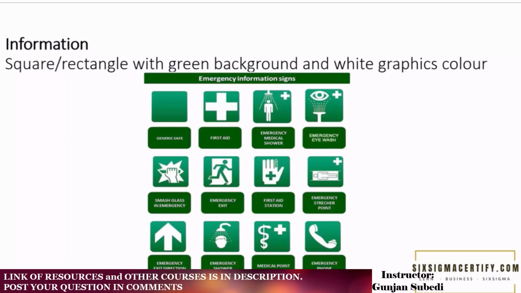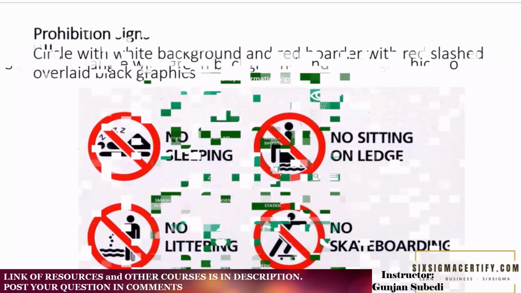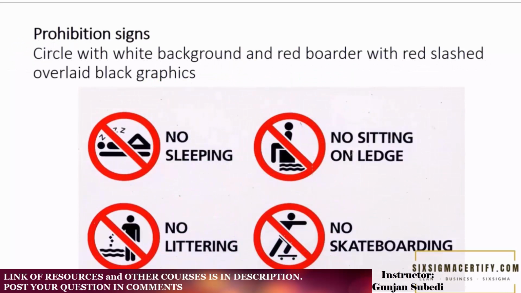These are generally used in hospital settings. And the prohibition signs are circle shaped with a white background and red border with a red slash overlaid on black graphics.